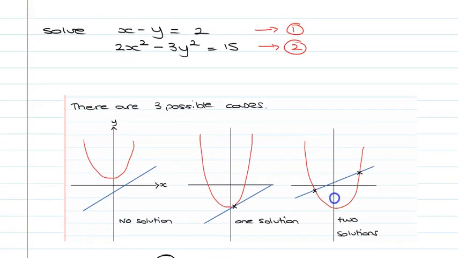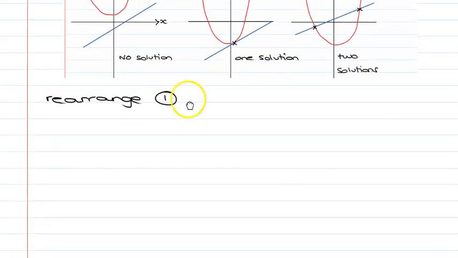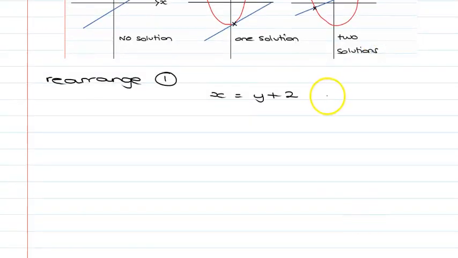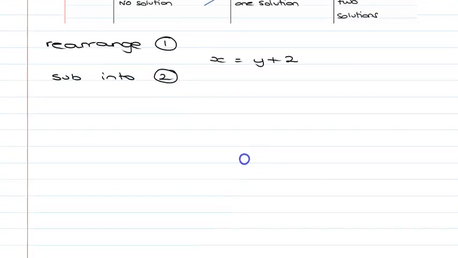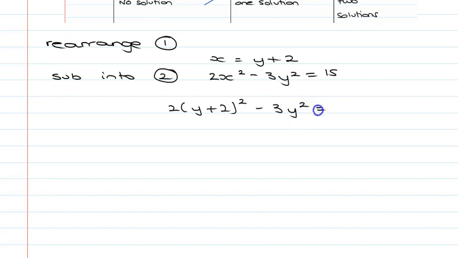Looking back at the equation, I'm going to rearrange this equation here to give me x equals. So I'm going to get x equals y plus 2. Now, once that's been rearranged, I'm going to substitute this into my nonlinear equation, my equation 2. Just so we don't have to scroll up, equation 2 was 2x squared minus 3y squared equals 15. So I'm just going to sub that in. Doing that gives me 2 bracket y plus 2 squared minus 3y squared equals 15.